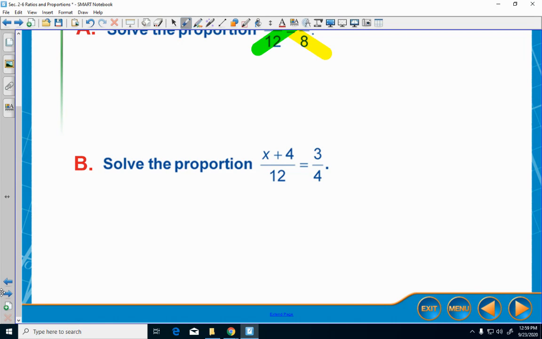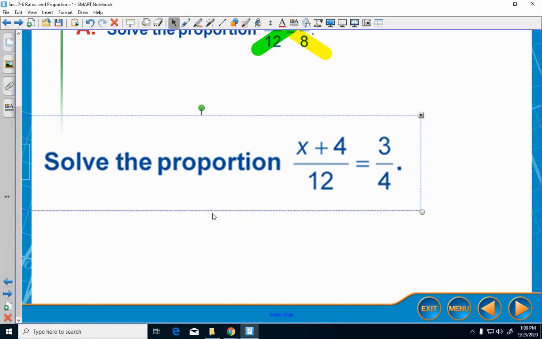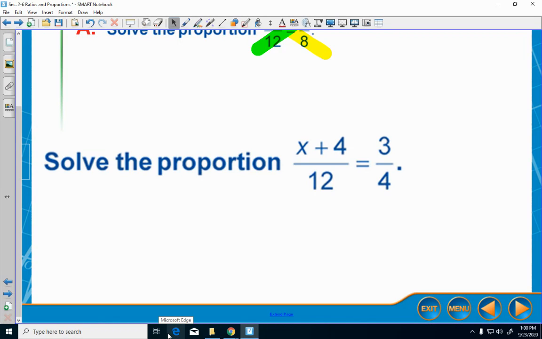Remember, think about those diagonal values and what they're worth. In this case, we know one of them. We can use that to our advantage.